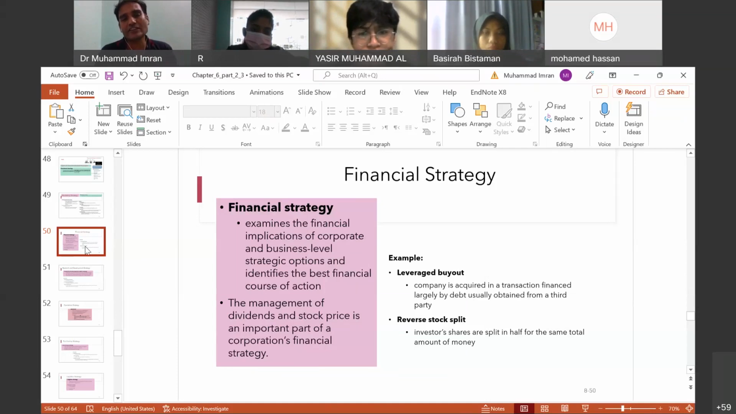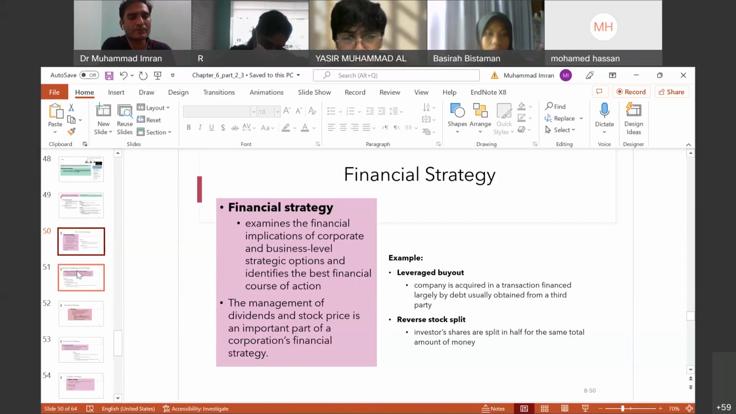The example of a leveraged buyout, the reverse stock split. In a leveraged buyout, a company is acquired in a transaction financed largely by debt, usually obtained from a third party, maybe a loan. They are investing inside their company, but on a loan, maybe taken from the bank. The reverse stock split, what is this? Investor shares are split in half for the same total amount of money. They have to return the money to the bank in terms of the loan. Understand? They have to share with them. They cannot take all the profit.